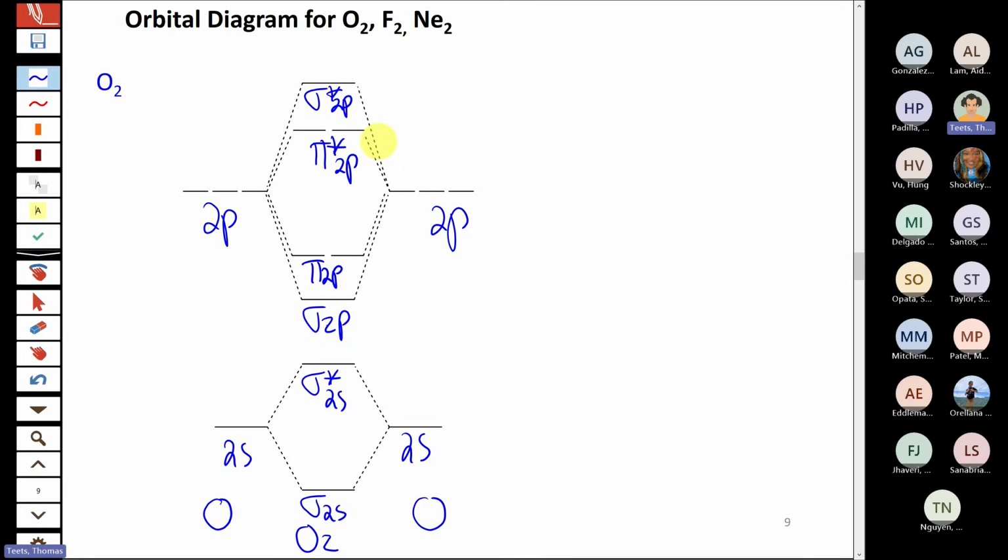That side-to-side pi overlap is a bit weaker. And so when you form the bonding orbitals from those, they don't get stabilized as much, and the antibonding orbitals don't get destabilized as much. So that's why the ordering is like this. You get the largest splitting for sigma and sigma star, and pi and pi star are intermediate. They still split, but not to the same extent.